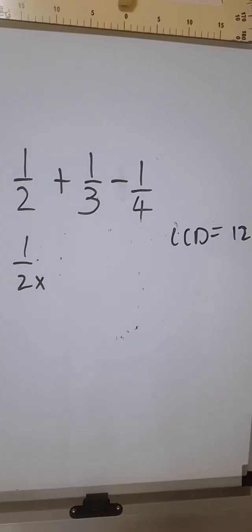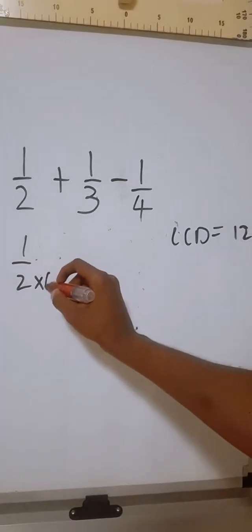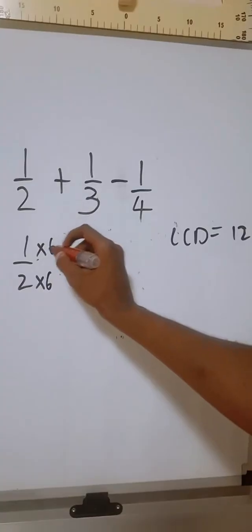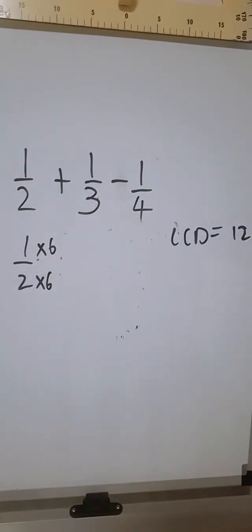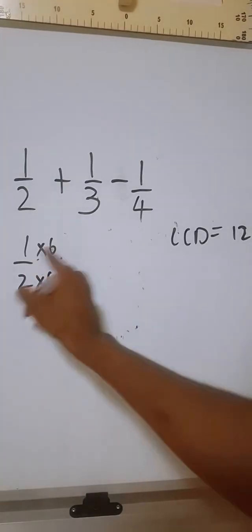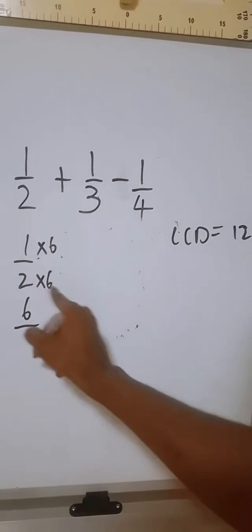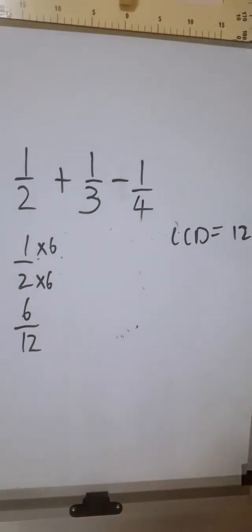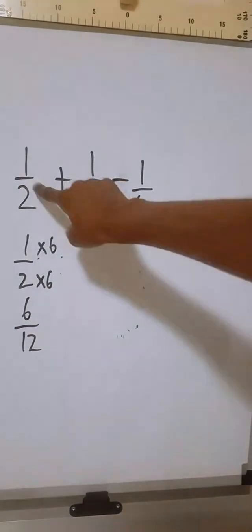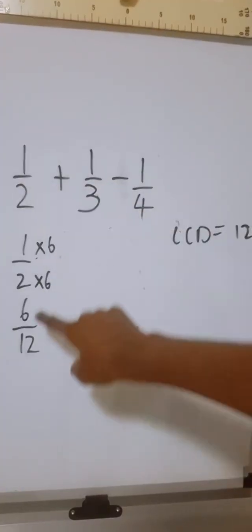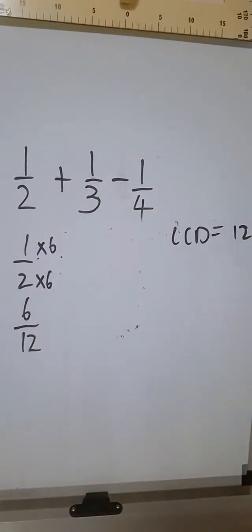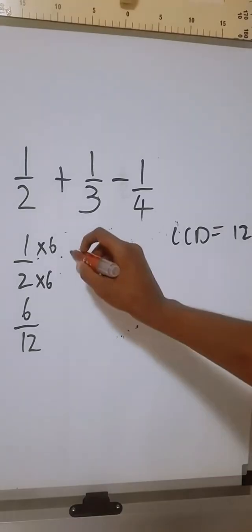Yes, it's 6, right? So we multiply by 6. But what we do in the denominator, we do in the numerator. Do you see? So 1 over 2 becomes 1 times 6 over 2 times 6, which is 6 over 12. So 1 over 2 has an equivalent fraction, which is 6 over 12, when the LCD is 12. We do the same thing with 1 over 3.